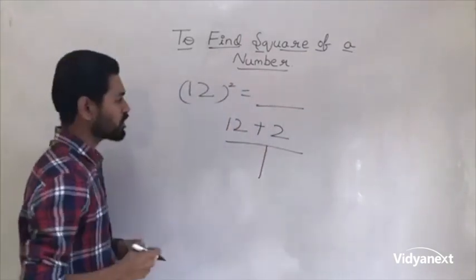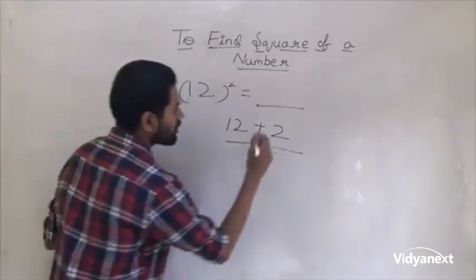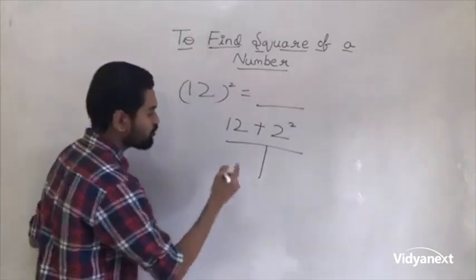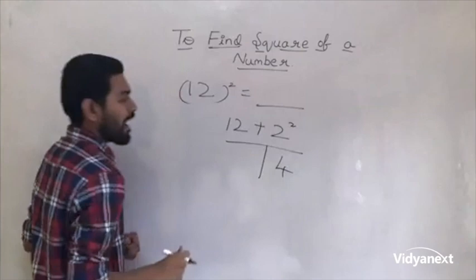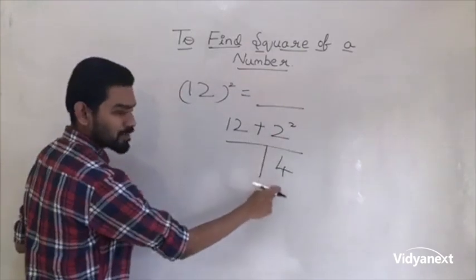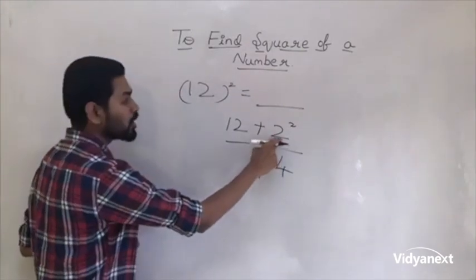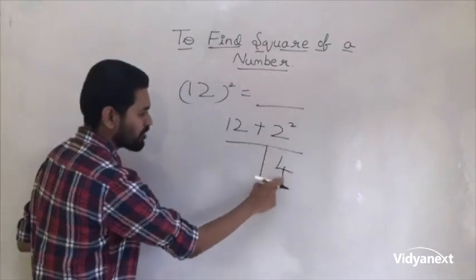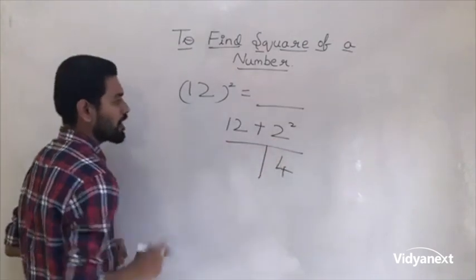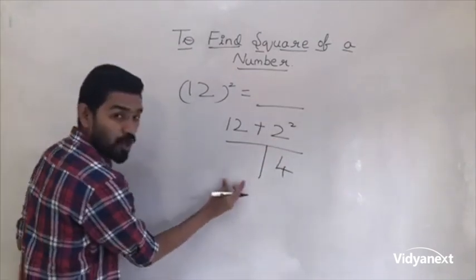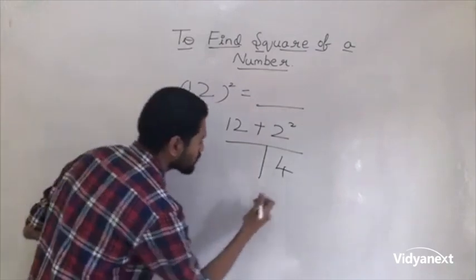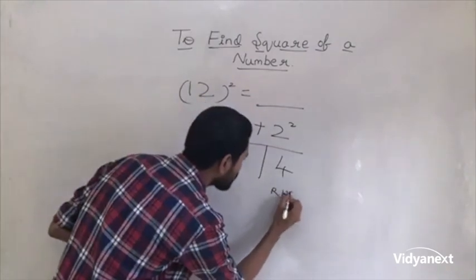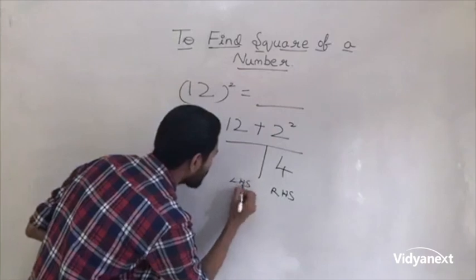Now all you need to do is just square this number. 2 square is 4. That is the first step. You have to square this number. This is called the deviation. You have to find the square of the deviation, which is 4. Then to find the next set of digits, that is the numbers, this is called the RHS part and this is called the LHS part.